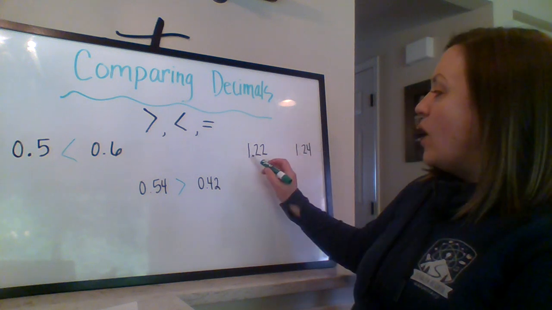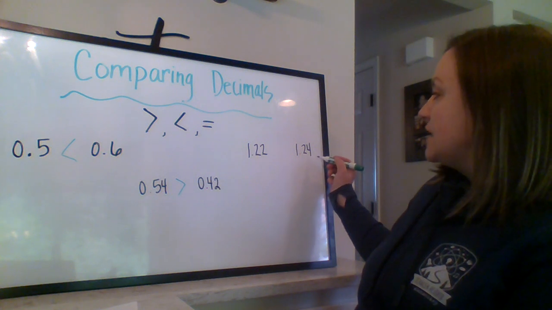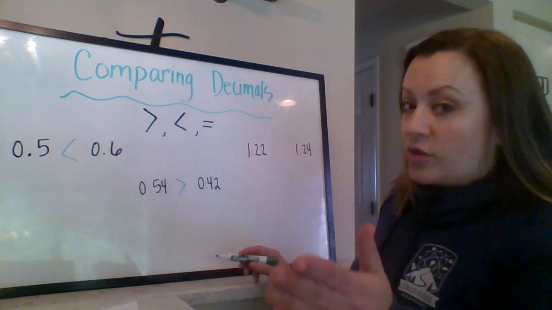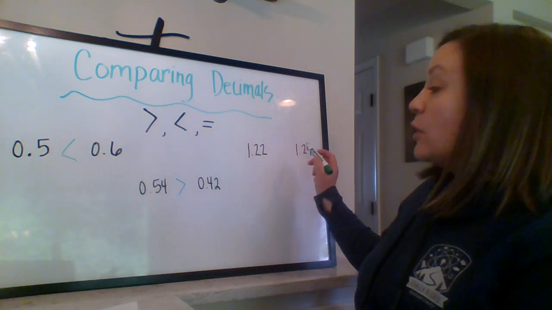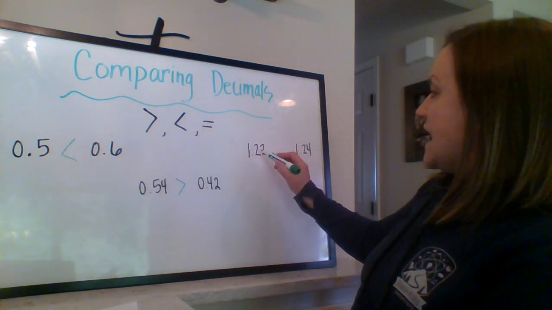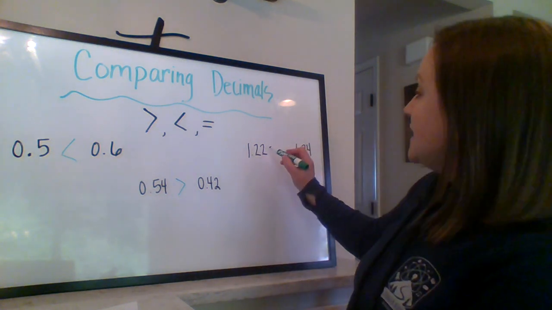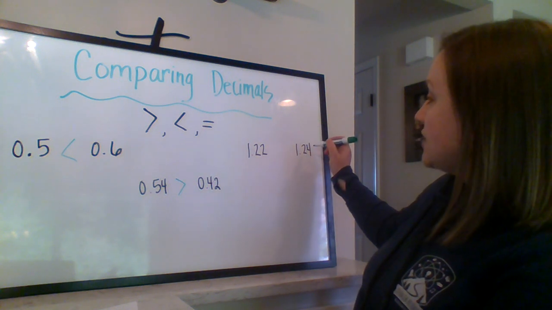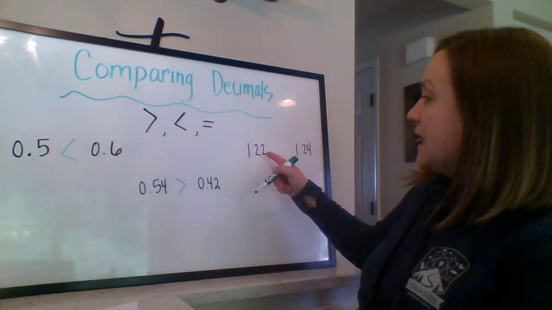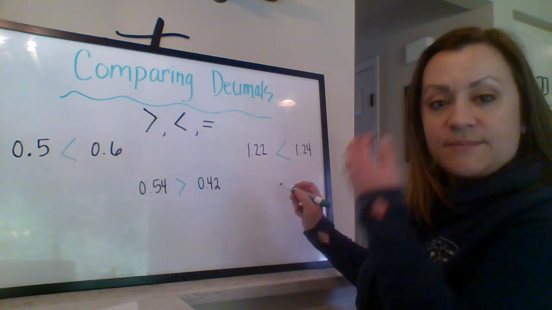This next set, we have 1 and 22 hundredths compared to 1 and 24 hundredths. They're both in the hundredths, so we're ready to compare. We're going to start all the way at the left, so let's look at the whole. These both have 1 whole. Okay, that's equal. Let's move to the next place value. 2/10 compared to 2/10. Still equal. Let's move to the hundredths. 2 hundredths compared to 4 hundredths. Well, we know that 4 hundredths is larger. So we would say 1 and 22 hundredths is less than 1 and 24 hundredths.